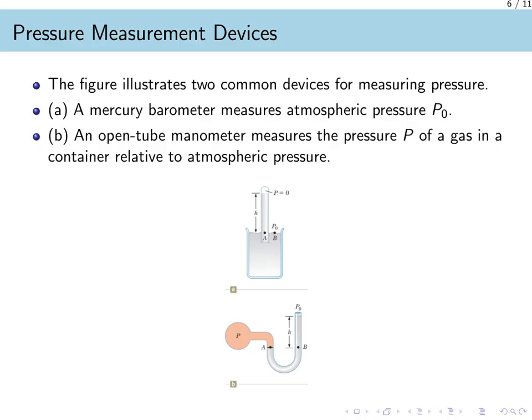Second, on the right, is the open tube manometer. This device measures the pressure of a gas inside a container relative to the atmosphere. The gas pushes on the liquid in one arm of the U tube, while the atmosphere pushes on the other. The difference in the liquid heights tells you by how much the gas pressure is greater or less than atmospheric pressure. This difference is often called the gauge pressure. In both cases, we can determine an unknown pressure simply by measuring the height of a liquid column.